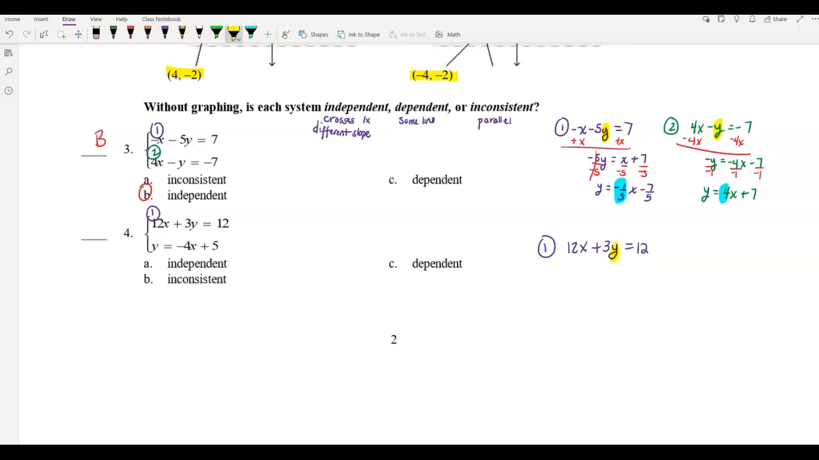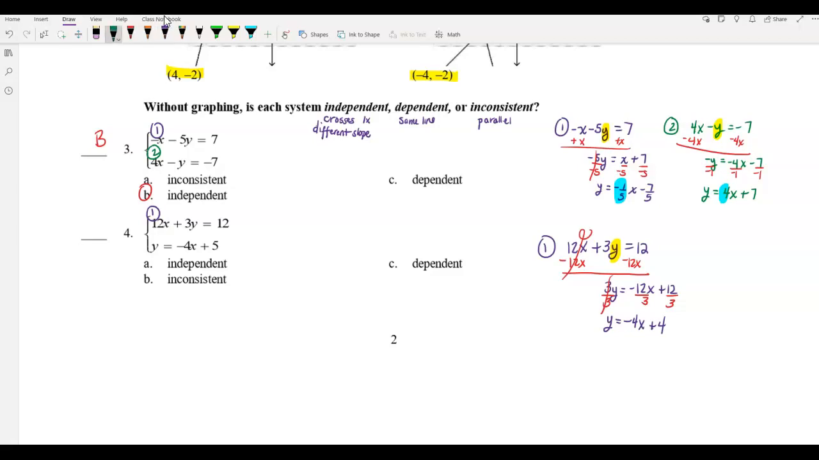Once again, we have to isolate that y variable. So we're going to subtract 12x from both sides. Because our goal is to get it into y equals mx plus b form. So now I have 3y equals negative 12x plus 12. Now we're going to divide everything by that 3 because once again, our goal is to isolate that y variable. So now I have y equals negative 4x plus 4.